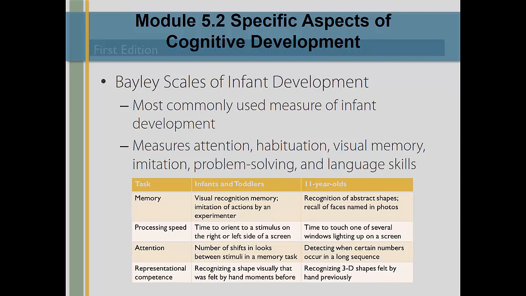In this table, we see the speed with which infants habituate to new stimuli, and it appears to be related to later intelligence, in particular reading and math. We see that the information processing abilities in infancy, processing speed, memory, attention, correlate with the same skills during toddler and 11 years of age in this table.